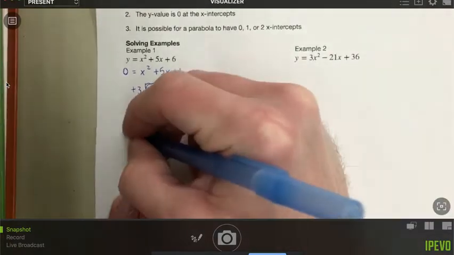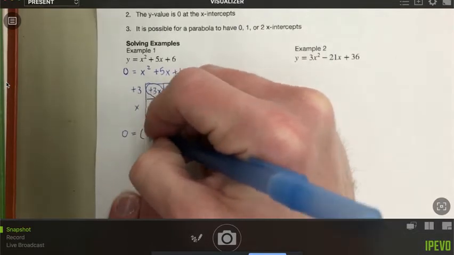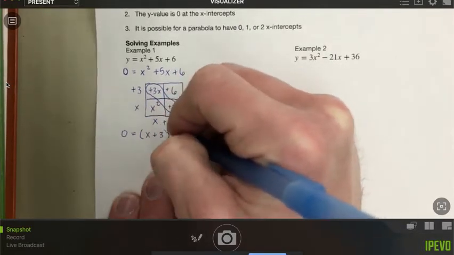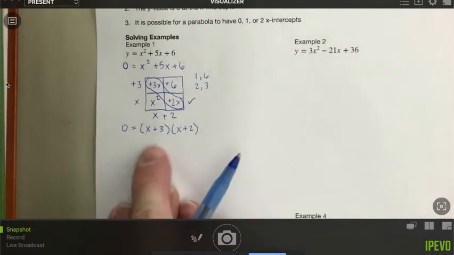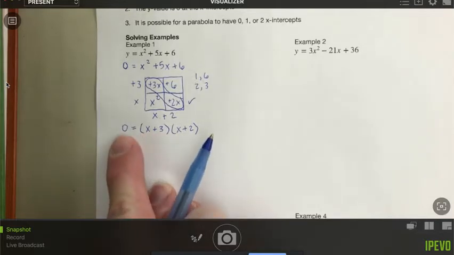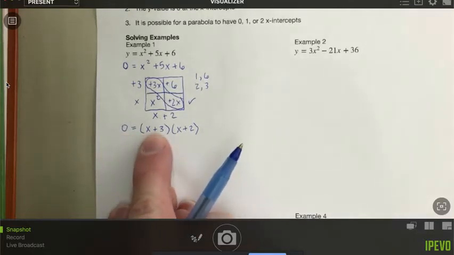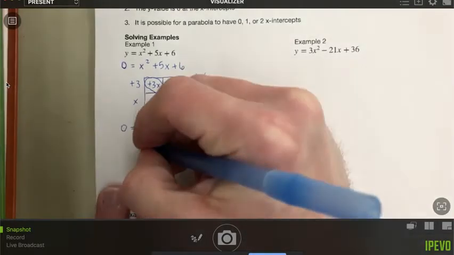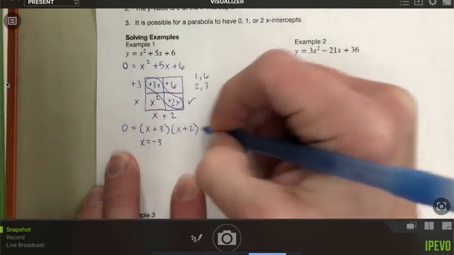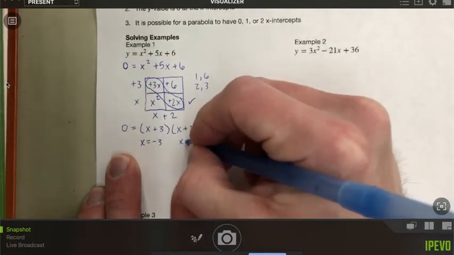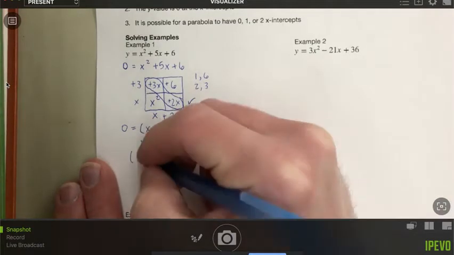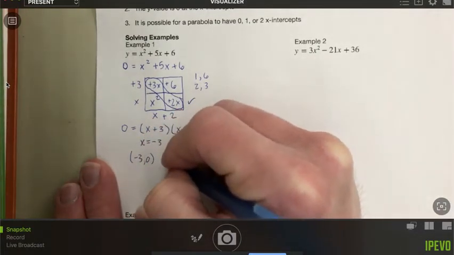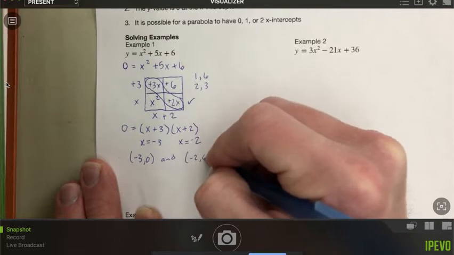All right, so now rather than standard form, I'm back to factored form. And if you notice, we're looking for the x values that are going to make this 0. So in this case, I bet you can see that if x equals negative 3, that's one possibility. And if x equals negative 2, that's another option. So in other words, my two x-intercepts are (-3, 0) and (-2, 0).